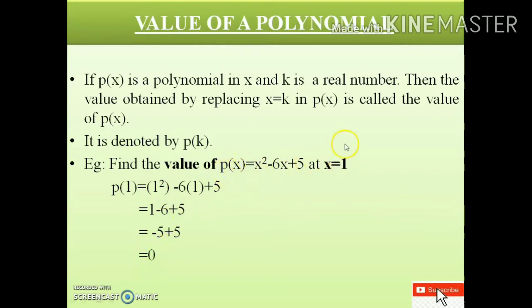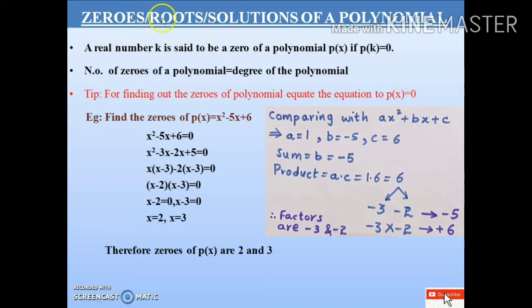So here, what is the value of the variable? The value of the variable is 1, because it is a real number and I have substituted that in place of x. Now, what do we mean by zeros? Zeros are nothing but the roots or the solutions of a polynomial. That is, the answer of the polynomial is nothing but the zero of a polynomial. So how to obtain the zero of a polynomial? Whenever we equate this equation to 0, we will get the zeros of the polynomial.